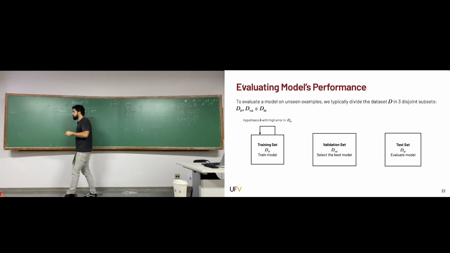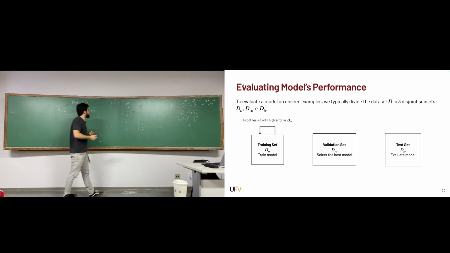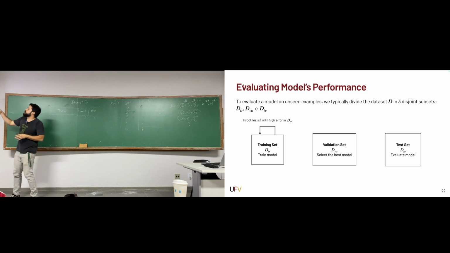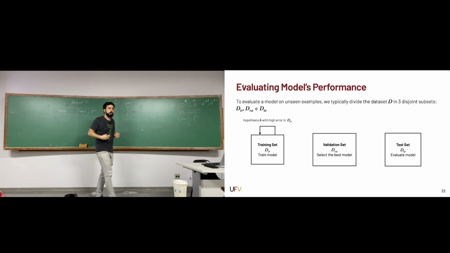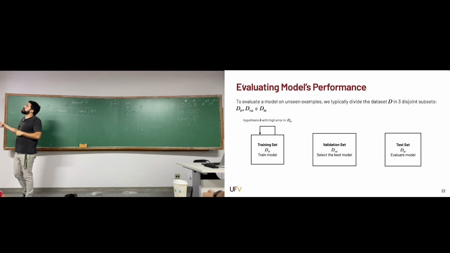Okay, so now we are inside that training model step. The second step of our framework is going to be divided into smaller steps. So first, we're going to stay here in our training set. We're going to train our models until we get very low error according to our loss function in our training set. So we stay here until our hypothesis h has high error.